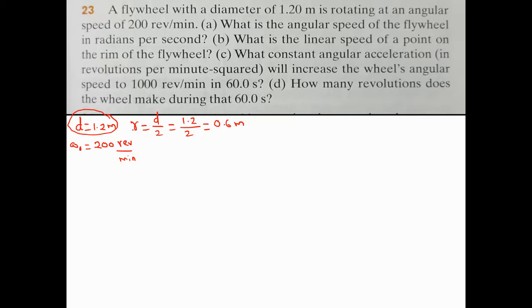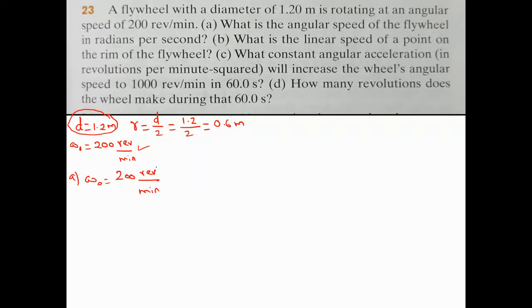Let's start with the conversion of the omega velocity. Yes, you have to convert, because that is your first question. What did they mention in the first question? What is the angular speed of the flywheel in radian per second? In the question, they gave the angular speed in terms of revolution per minute. But in the first question, they are asking you to give the angular speed in terms of radian per second. So you have to convert.